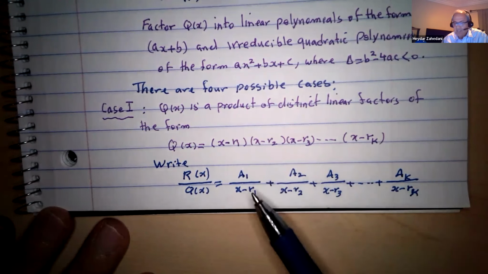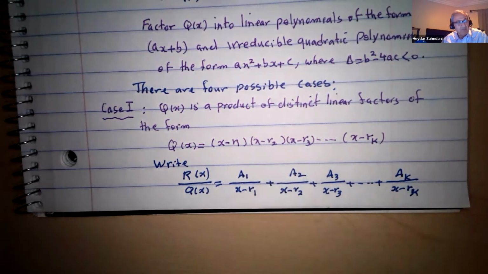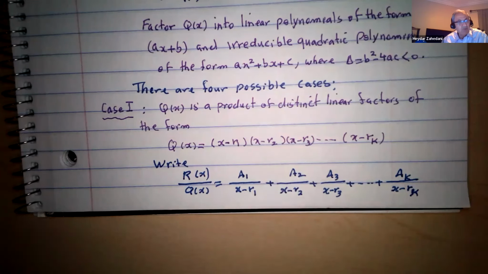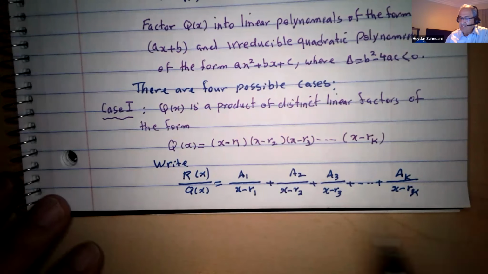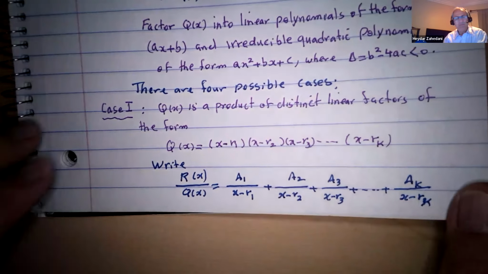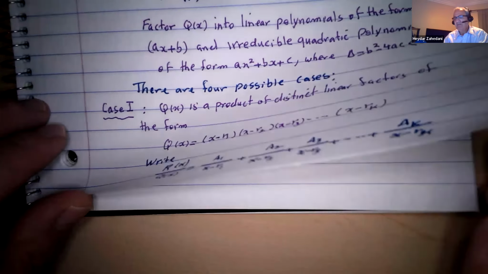And remember, the fractions must be proper, meaning the degree of the top must be less than the bottom. The degree of the bottom is 1, so the degree of the top must be 0, and 0 means a constant number. So you write A1, A2, A3 up to AK, where these are numbers that you have to find.